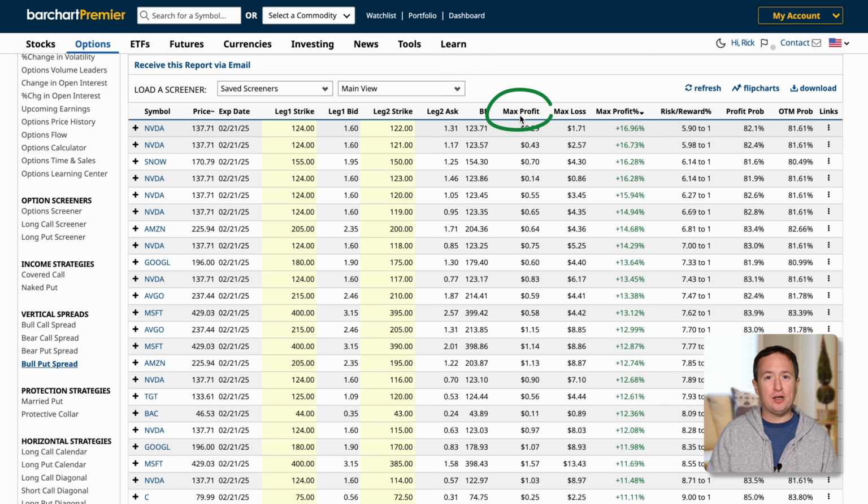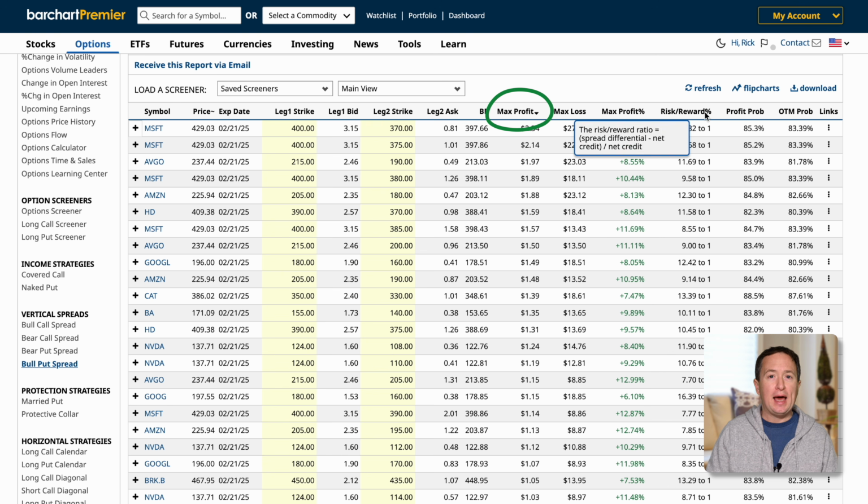You can start by clicking on the max profit headline, and it'll sort all of the results by maximum profit, starting with the highest value. Now, since one option means 100 shares, you can multiply the max profit by 100 to get the net credit on the trade. So this one will make $234, this one will make $214, and this one $197, and so on per contract. And of course, you can certainly sell more than one contract or one of each. It's up to you.